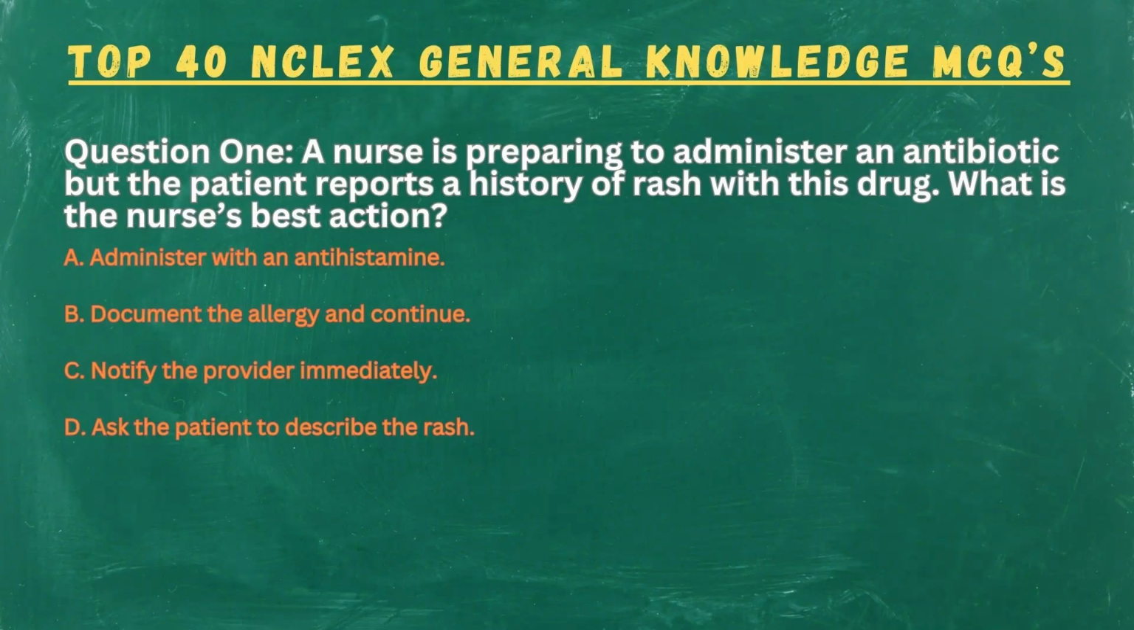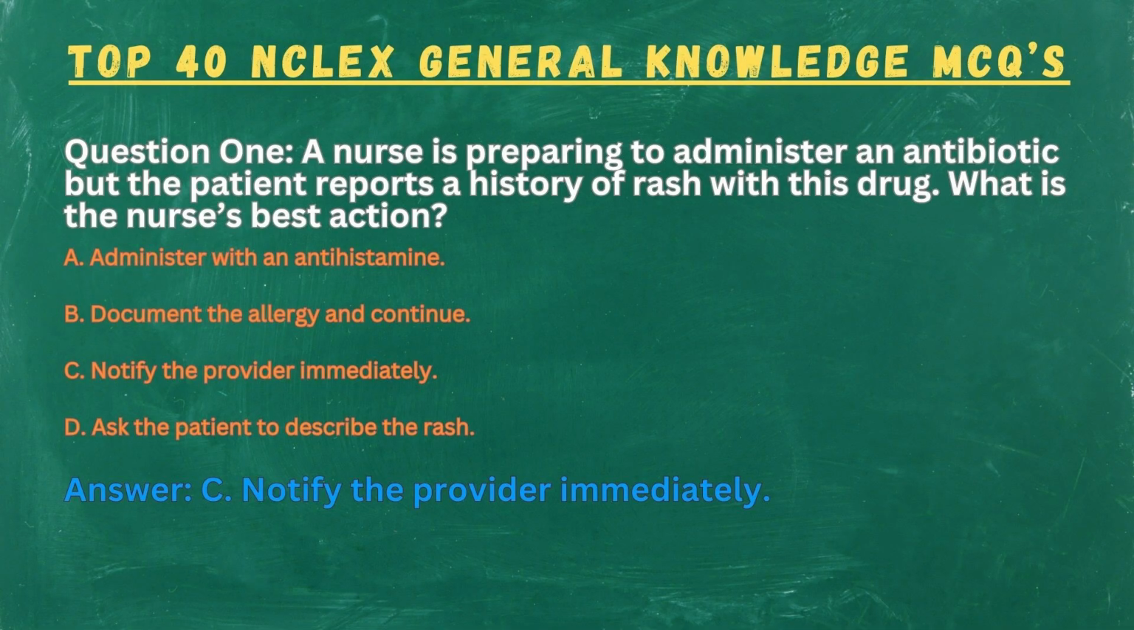Question 1. A nurse is preparing to administer an antibiotic, but the patient reports a history of rash with this drug. What is the nurse's best action? A. Administer with an antihistamine. B. Document the allergy and continue. C. Notify the provider immediately. D. Ask the patient to describe the rash. Answer: C. Notify the provider immediately.